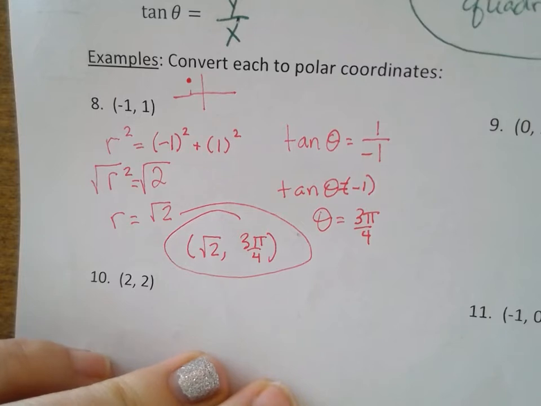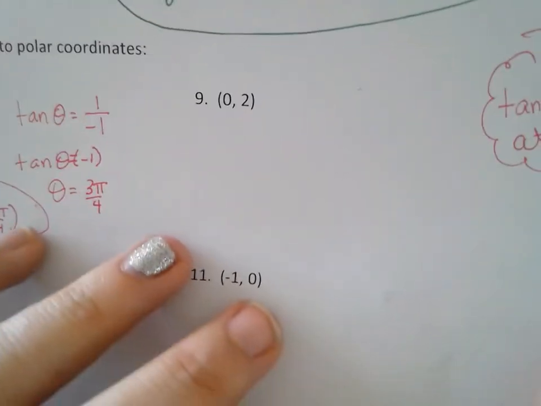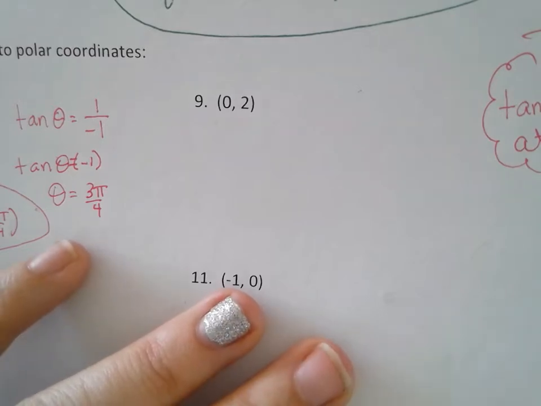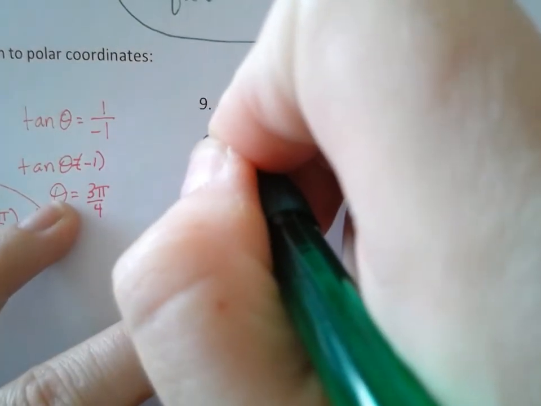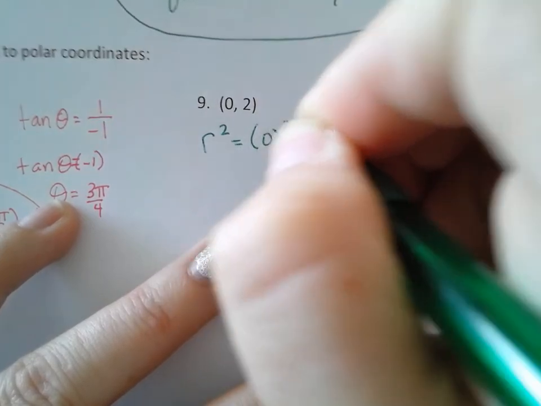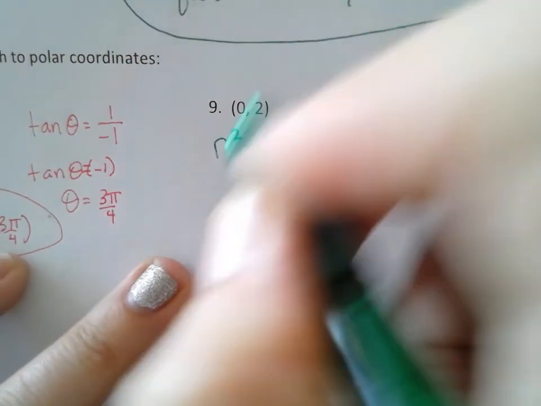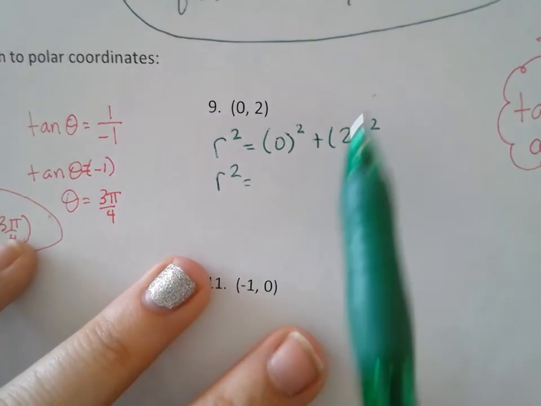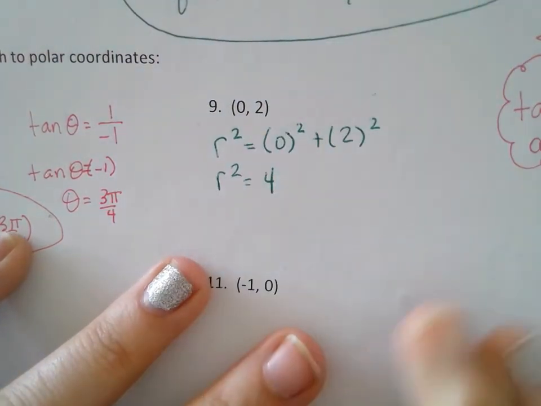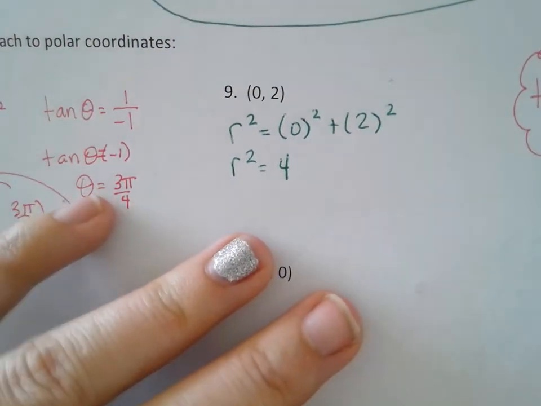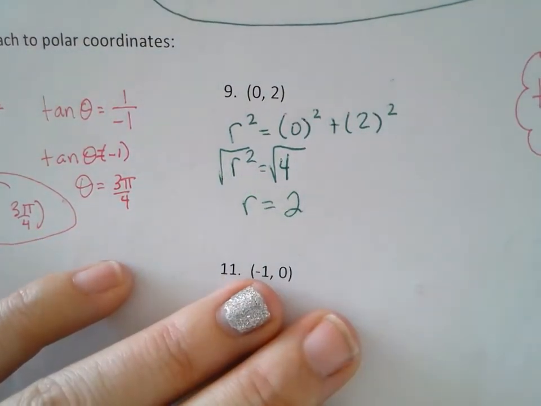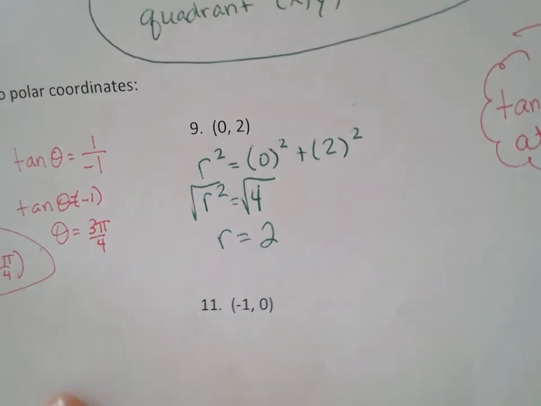Try another one. Make sure we understand it. Okay? I'm going to find r first. So I'm going to use the formula r squared is equal to my x squared plus my y squared. Well, what is r squared equal to? 4, right? 0 squared is 0, 2 squared is 4, 0 plus 4 gives you 4. I don't want r squared, I want r, so what do I have to do? Square root. So r is equal to 2. R is super easy to find, I think.